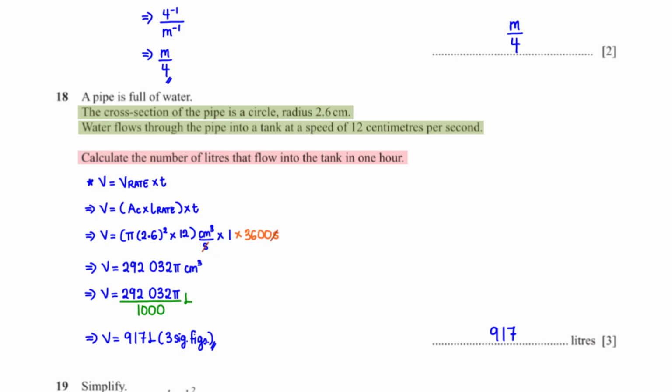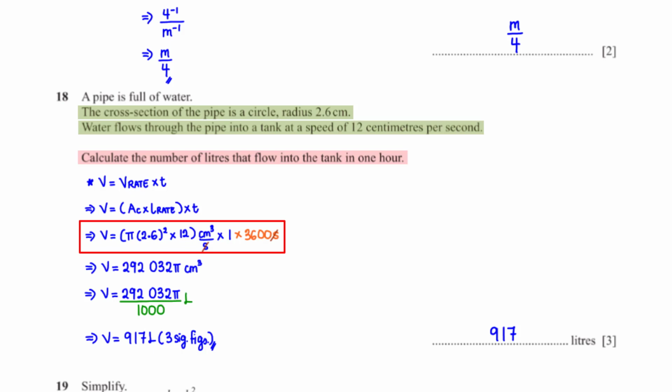The volume of water that flows into the tank can be calculated using this formula. The volume flow rate is equal to the cross-sectional area of the pipe times the linear flow rate or the speed of the water. The cross-sectional area of the pipe can be found using pi r squared, where the radius r of the pipe is 2.6 centimeters and the linear flow rate has been given as 12 centimeters per second. The time t is 1 hour, which we convert to seconds by multiplying 1 by 3600.